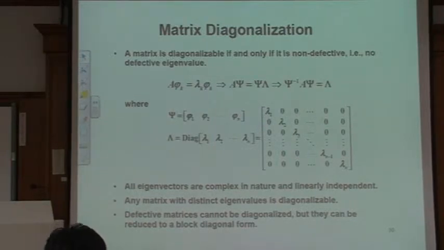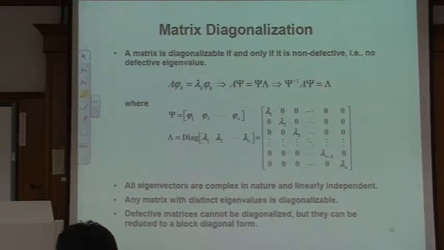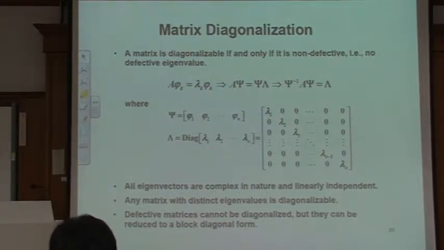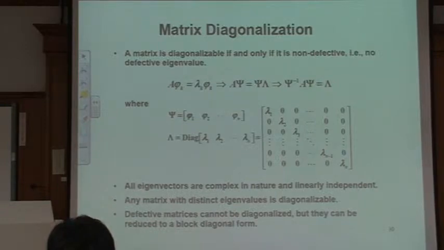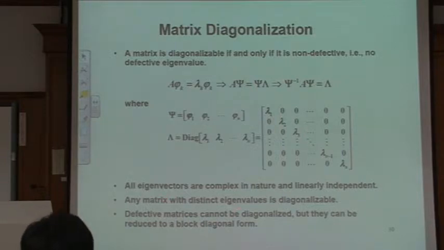Basically, even if you have real eigenvalues, it's also possible that the eigenvectors are complex. And if all the eigenvalues are distinct, their corresponding eigenvectors are all linearly independent. Any matrix with distinct eigenvalues is diagonalizable. That's true, and here is the proof.